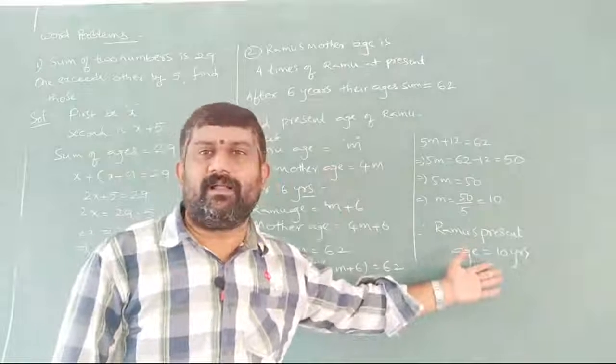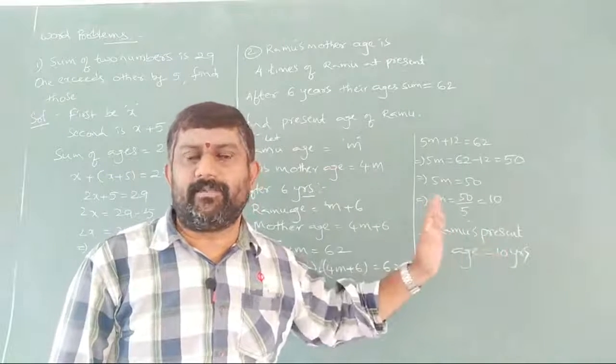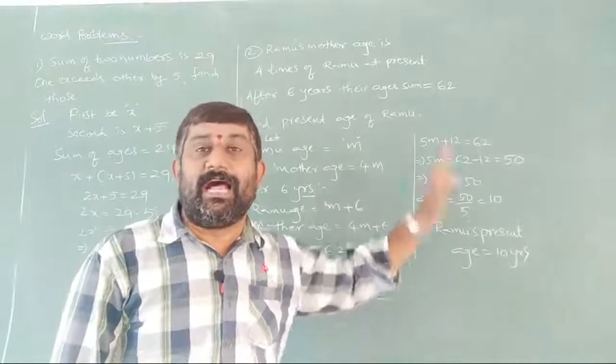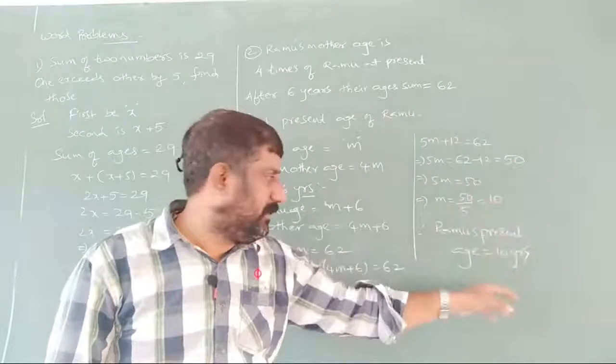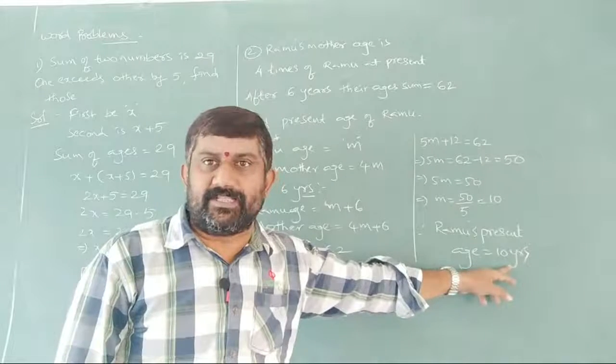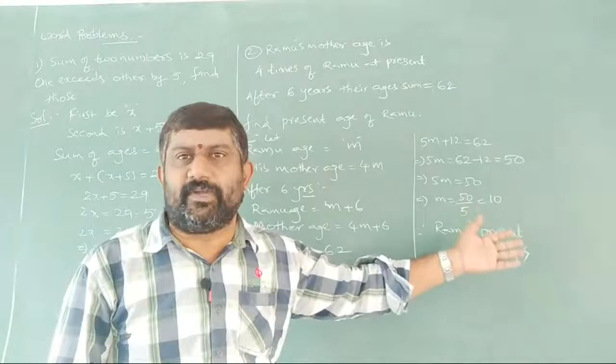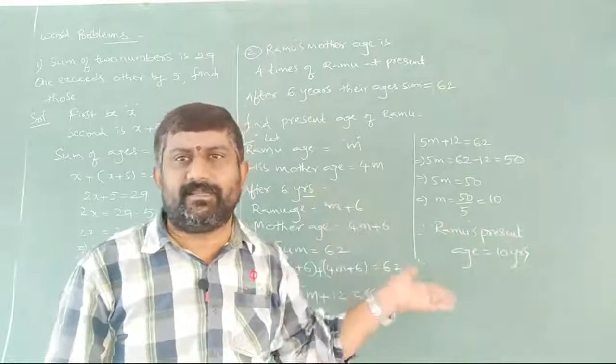With this we can find his mother's present age, which is 4 times Ramu's. So 4 times 10 is 40. Ramu is 10, mother is 40. After 6 years, what happens? 10 plus 6 is 16. His mother's age, 40 plus 6, is 46. 16 plus 46 is going to be 62.